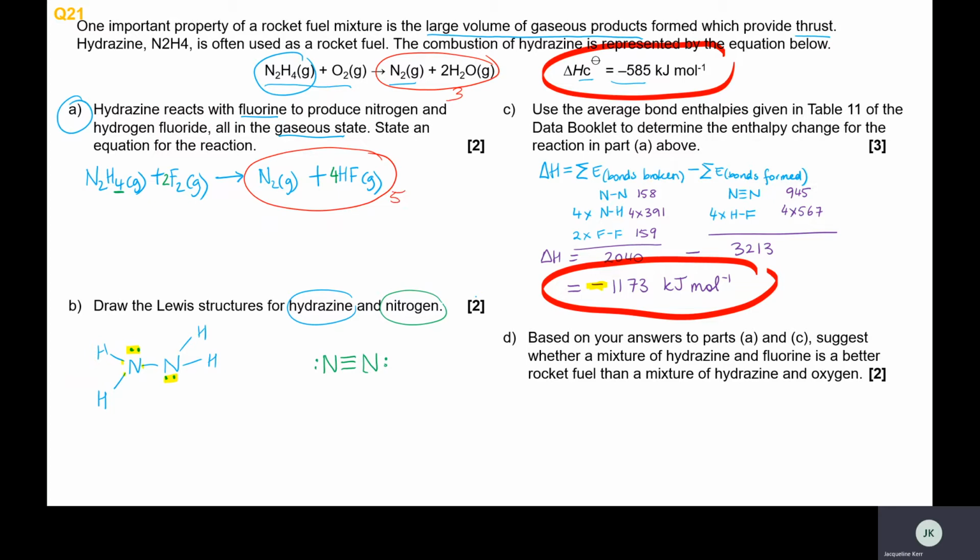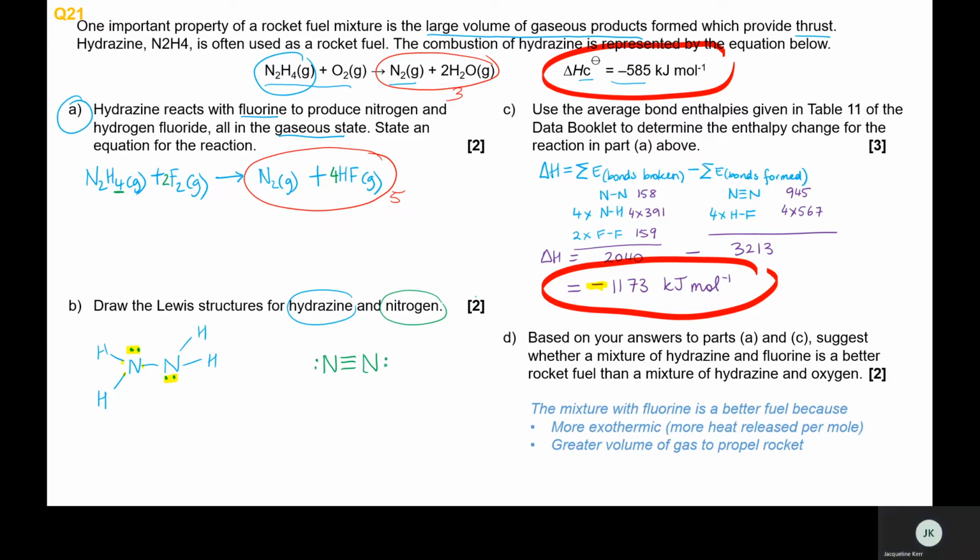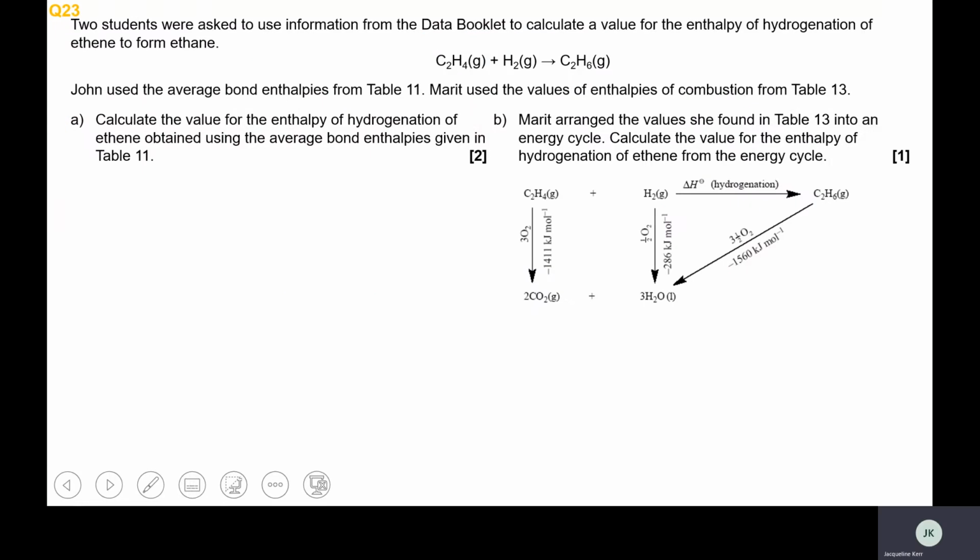So for 2 reasons, we can say the mixture of hydrazine with fluorine is a better fuel because it's more exothermic and there's a greater volume of gas to propel the rocket. Okay, that's question 21. Let's go ahead, just skipping a couple so we can get a bit of a spread of different skills. Let's go to question 23 now.